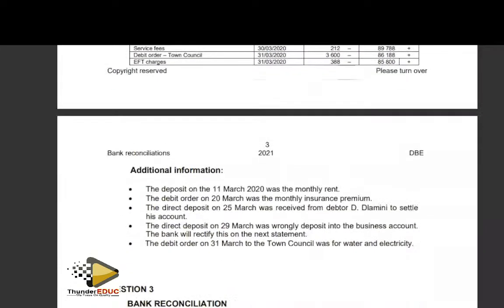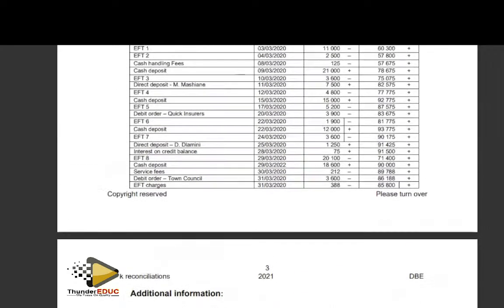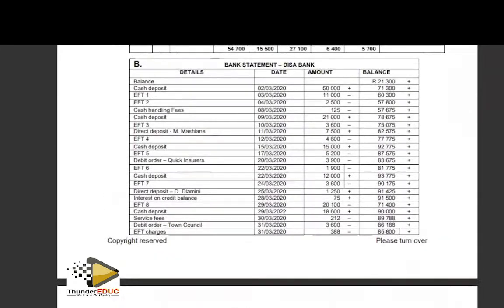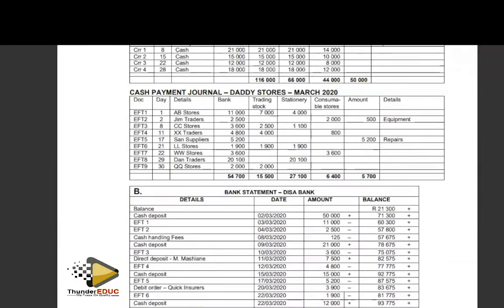Then let's look also at this additional information, the deposit. Never do a question without checking your additional information. Now, since this is our first lesson, we are going to start with what we call matching. You match your bank statement, the credits, the plus, with your cash receipts.